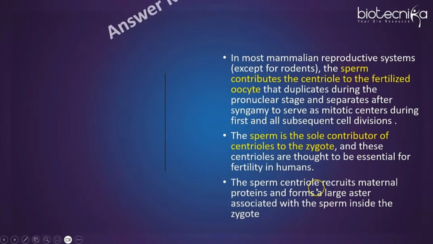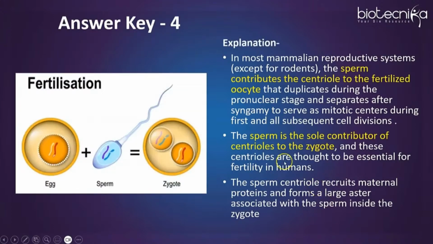Alright. So in most mammalian reproductive systems except for rodents, the sperm contributes a centriole to the fertilized oocyte that duplicates during the pronuclear stage and separates after syngamy to serve as mitotic centers. So what happens is, whatever centrioles are there in some of the organisms, they will duplicate, and from there some asters or microtubules will radiate out. On one hand, those will be contacting the male pronucleus and the female pronucleus, like in sea urchin, and pulling them together.